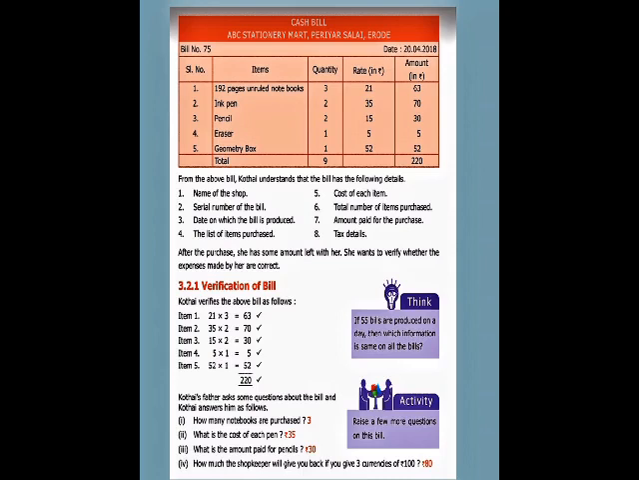First we should understand the name of the shop, second the serial number, and third the date on which the bill is prepared. From this, when the bill was prepared is identified. Then the next one is the list of items purchased. Then the cost of each item, that is the rate. The next is the total number of items purchased, that is the quantity. The last one is the total amount, which is quantity multiplied by rate.